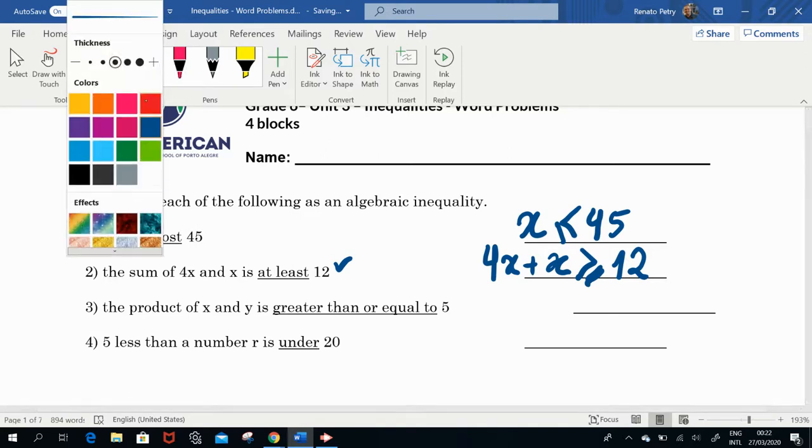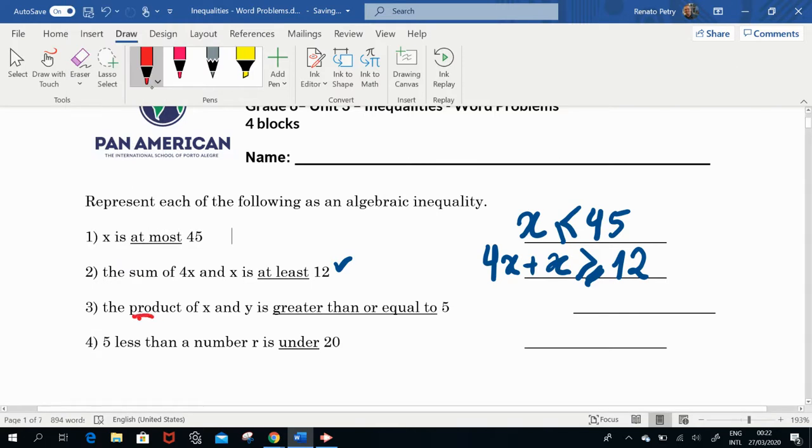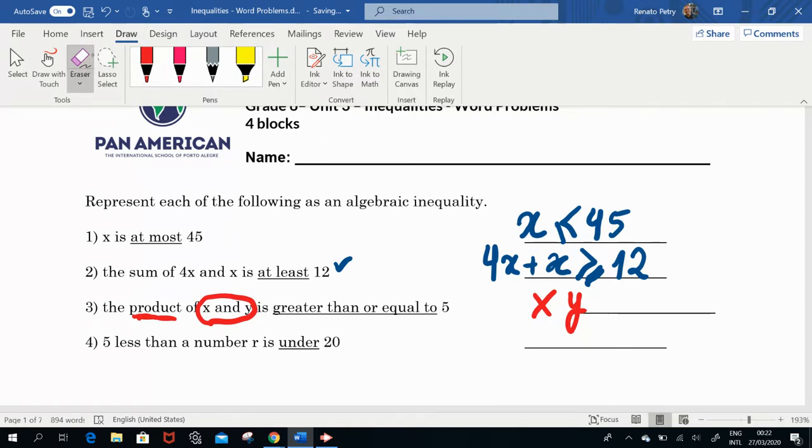Question number three. Let me put a red one. The product, well, the product is the answer of a multiplication of x and y, is greater than or equal to 5. That's kind of easy, right? So the product is x times y. I don't need to write this dot here. I can write just xy. Is greater than or equal to, so greater than and equal to is this sign. That's how we represent mathematically greater than or equal to 5.